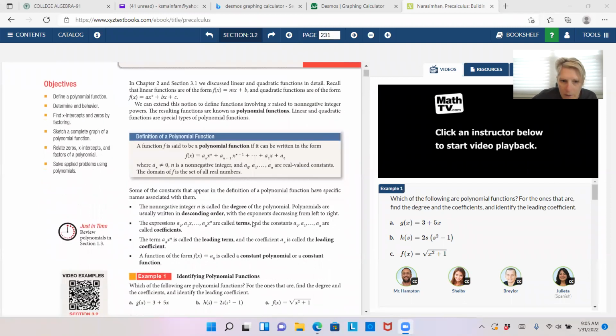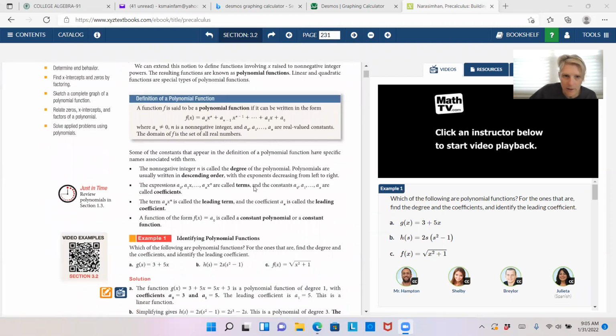So we have to go back and remember some important things about terms and degrees. The degree of the polynomial is the highest degree in the polynomial. And then we have to make sure we remember that terms are constants and variables that are being added or subtracted. The leading term is the term that has the highest degree in the exponent. And you could have a constant polynomial where it's just f of x is equal to 6, which is just y is equal to 6.